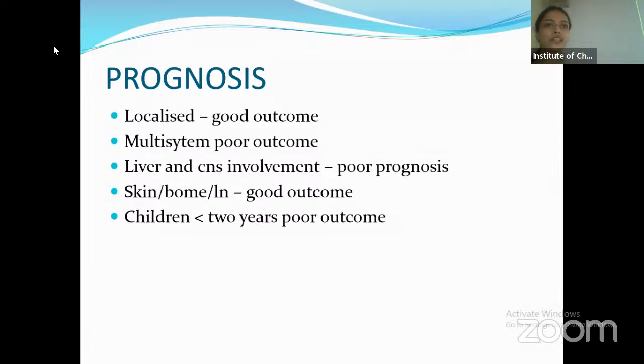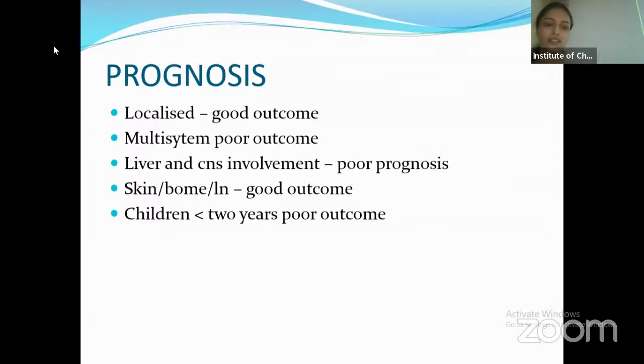Langerhans cell histiocytosis is a very rare disease, but when a patient presents to us with difficult-to-treat skin lesions or lytic bone lesions, we can consider Langerhans cell histiocytosis as one of the differential diagnoses.